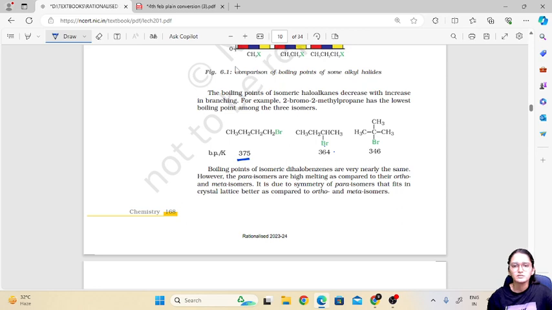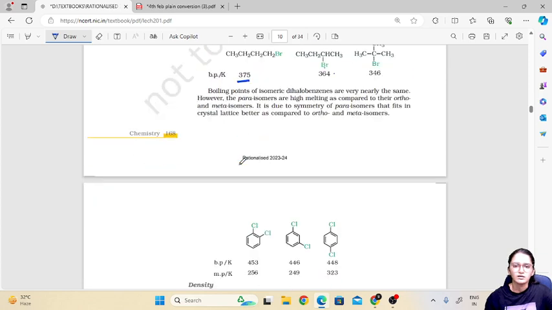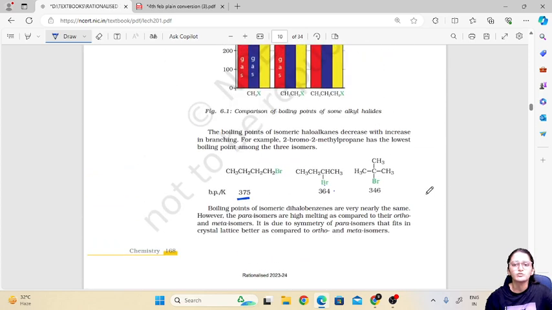Now this is because with branching, what happens when you branch the compound? Surface area decreases. Okay, so when surface area decreases, it tries to attain the shape of a sphere. So when it tries to attain the shape of a sphere, there are fewer attractive forces between them, which are weak forces. So whenever there are weak forces, less temperature is required to boil them or break the bond. So that's why boiling and melting points of branched compounds are lower than straight chain compounds.